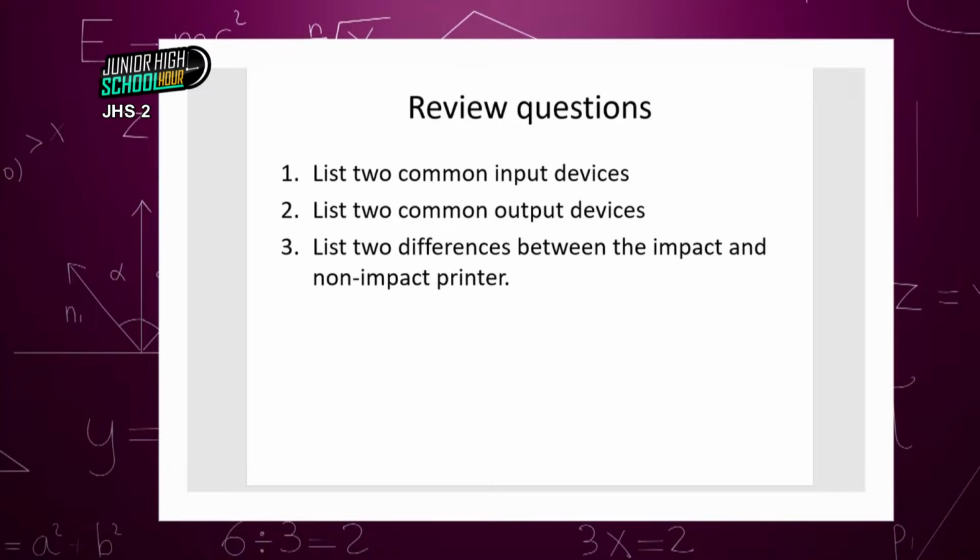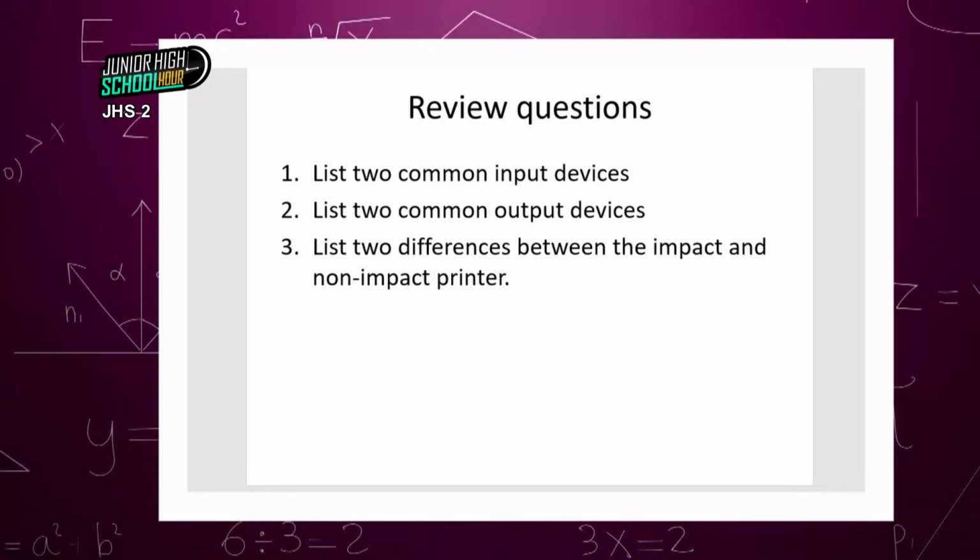So you should be getting done with the answers to the questions, going over the questions again, and after that we look at the solution. So we have list two common input devices, and as I said, common can be interchanged with basic. Then we say, list two common output devices. Then the last question, two differences between the impact and non-impact printers. Now our solution.